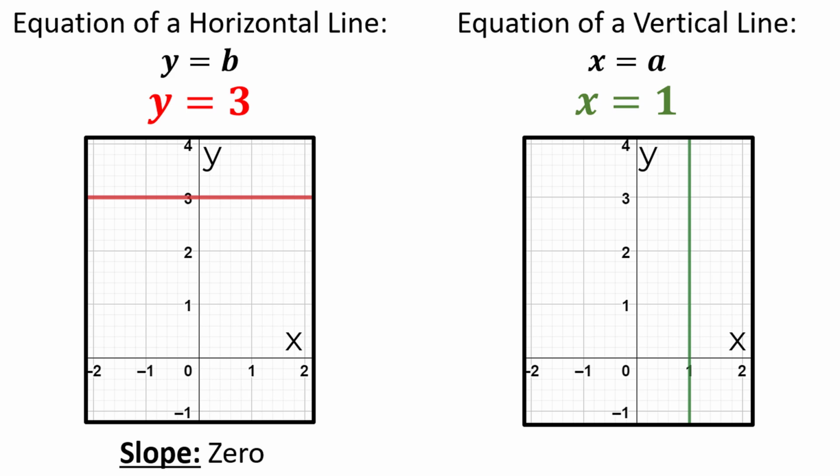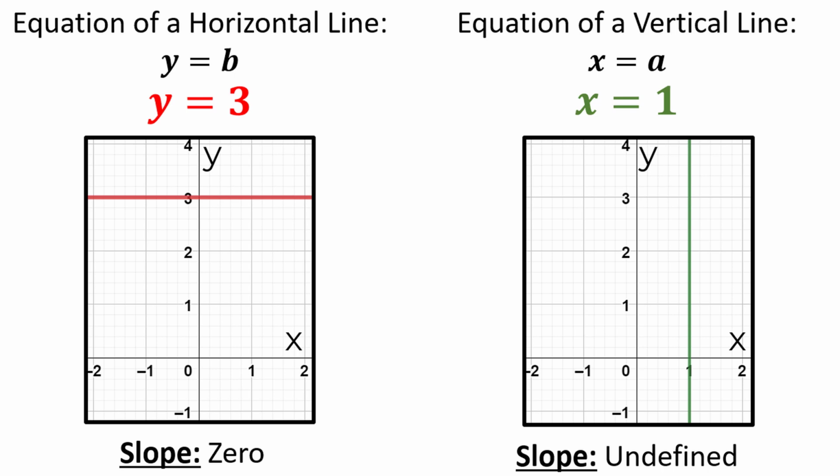Vertical lines are classified as having an undefined slope. A vertical line does not run horizontally, meaning it does not increase as we move from left to right, which is the reason we do not classify vertical lines as having a slope. Also, if we apply the slope formula to 2 points on a vertical line, we will get the divide by 0 error, as we will see here shortly.